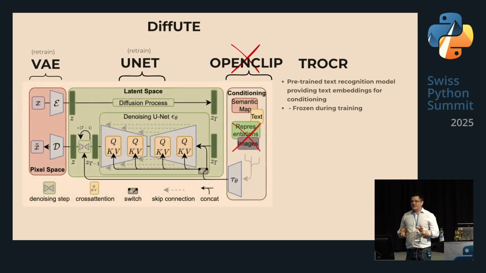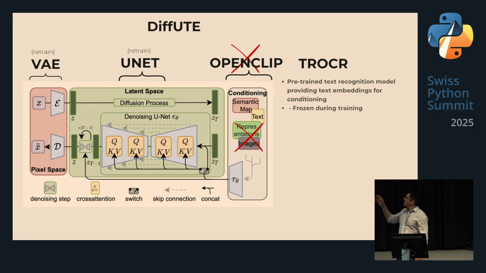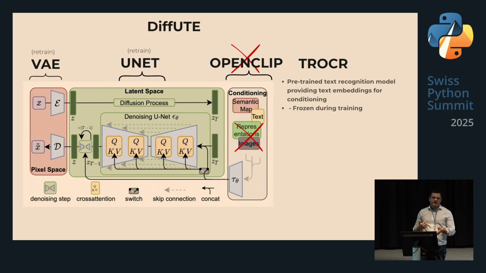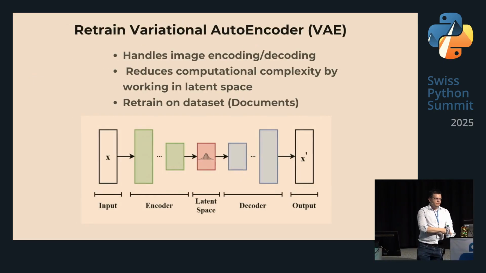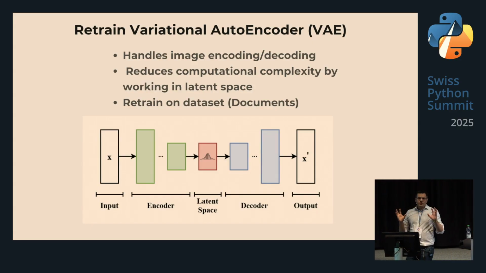Where the diffuse paper did is they replaced open clip with TR-OCR, so it's an OCR engine, and directly hooked the embeddings in. They then retrained the variational autoencoder and then the UNet. So the variational autoencoder is basically a process which takes an image, converts it to reduced dimensionality, and then reconstructs the original image. So it's an efficiency trick.